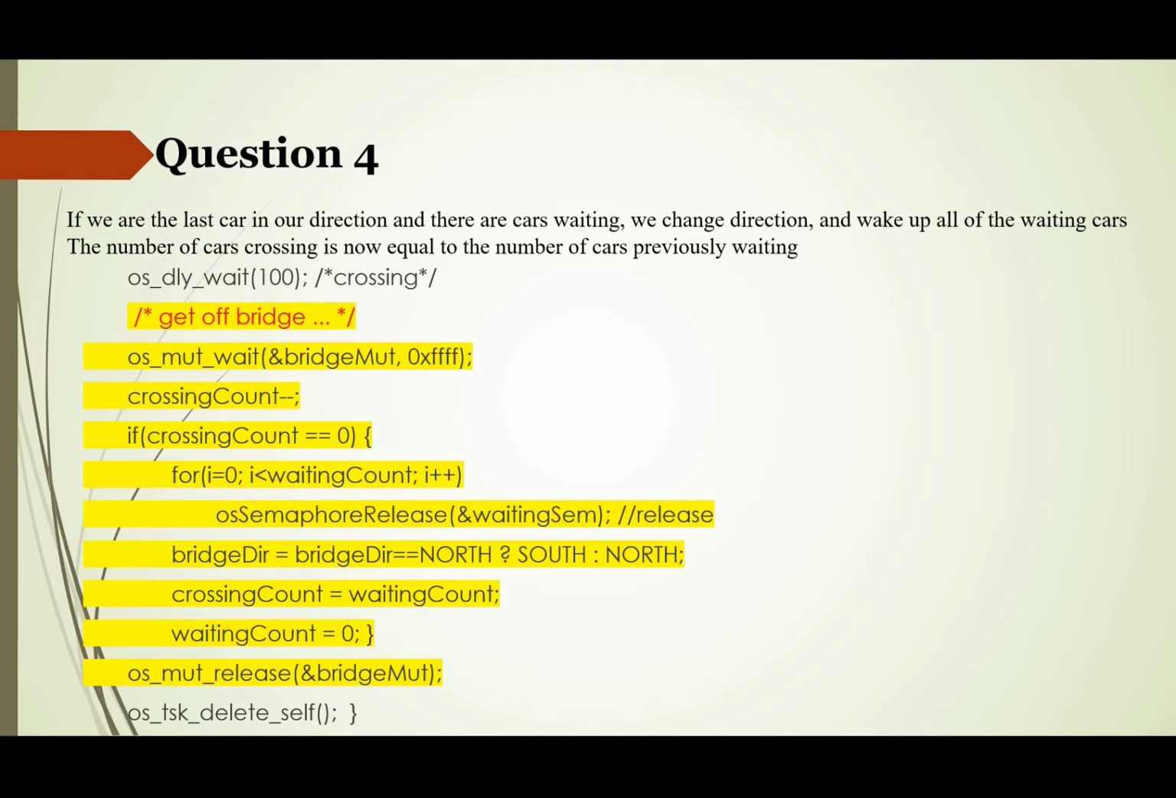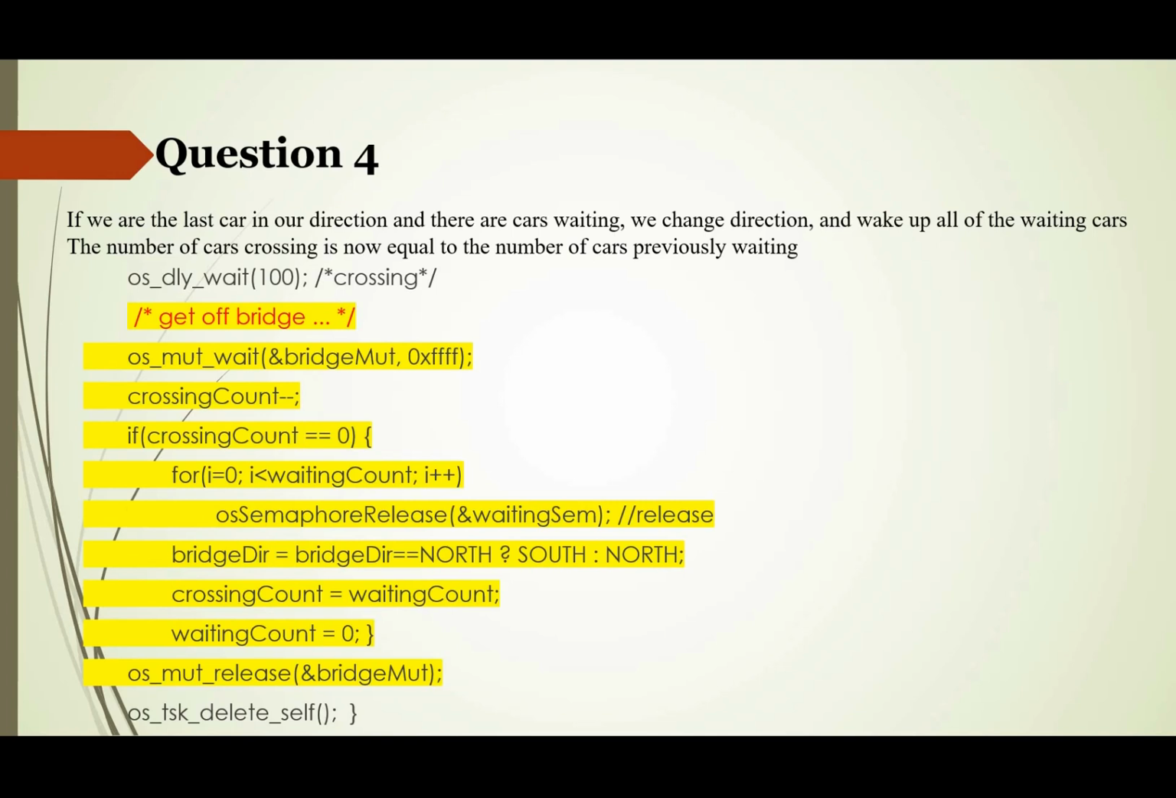What we do here is that we take the mutex, then we decrement the crossing count. So if the crossing count is equal to 0, we are going to wake up everyone that was waiting beforehand. So we have this number from the semaphore, and we loop over until we release everyone in the waiting count. Then we specify the direction based on it being north, being south, and so on and so forth.